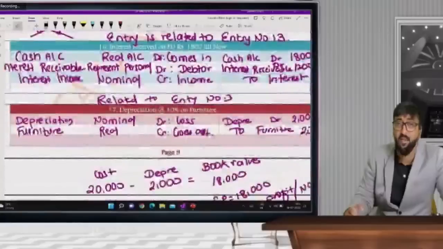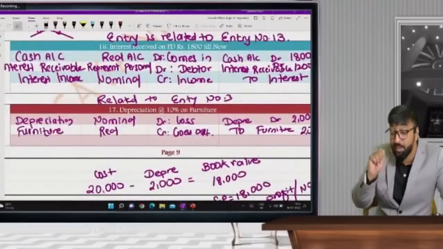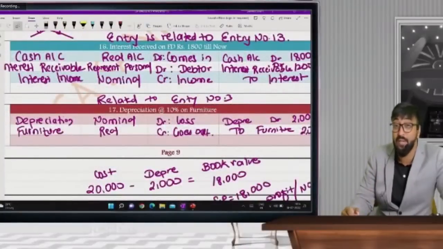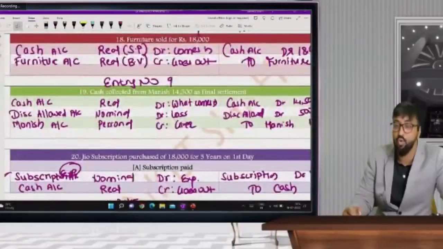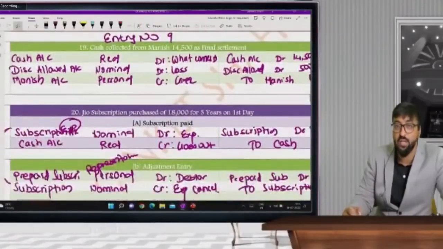Interest received on FD: cash account debit, interest receivable account debit, because interest receivable is a personal account, so the debtor rule applies, and interest is our income. Depreciation to asset, very simple. Furniture sold, cash account debit to furniture. Cash collected from Manish Ji, cash account debit, discount allowed debit to Manish Ji.